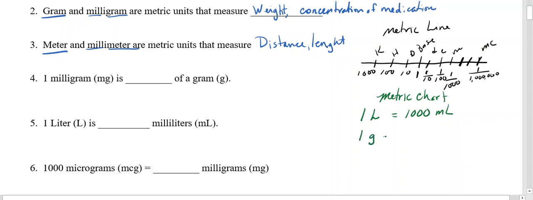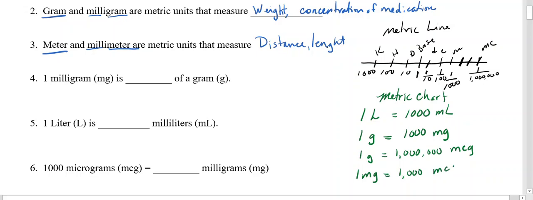And the next one is grams. So 1 gram equals 1,000 milligrams. That's the main one that we use. 1 gram will equal 1,000,000 micrograms. It's not real common, but we do use it. Then we also have 1 milligram equals 1,000 micrograms. That's another very common one.